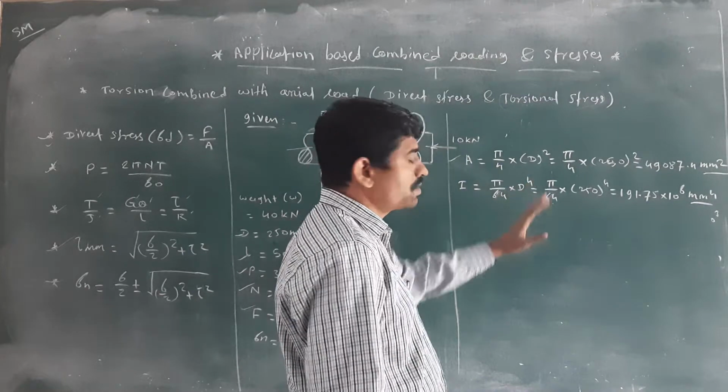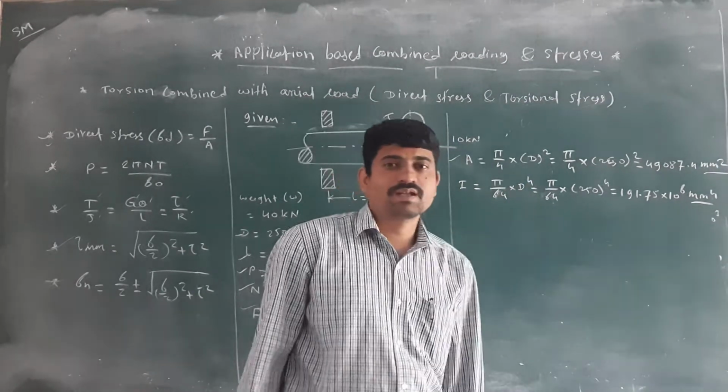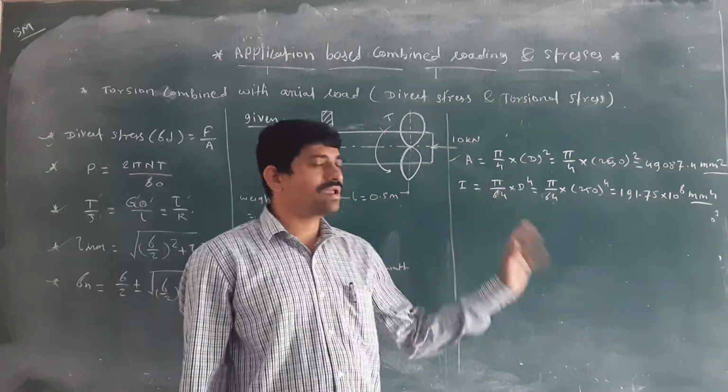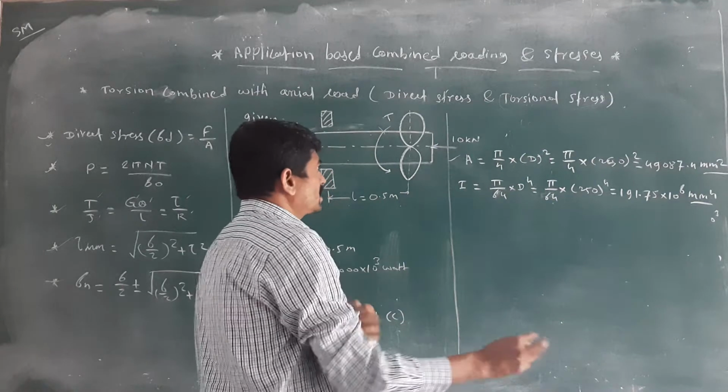What is the moment of inertia for the circular bar? Pi by 64 into d raised to 4. If you are given a rectangular bar, then what is the value? bd cube divided by 12 about the x axis.